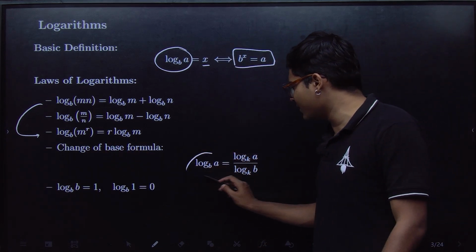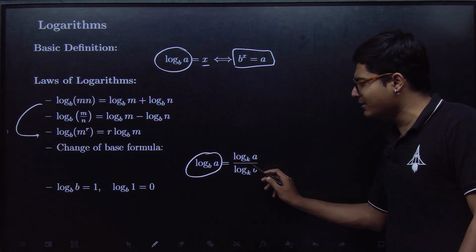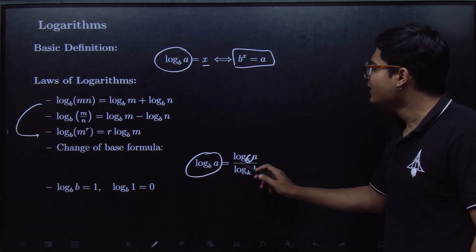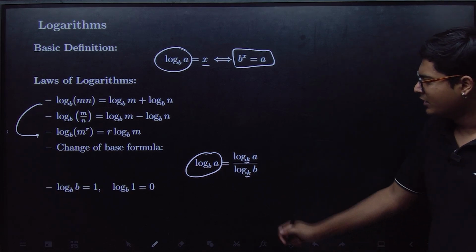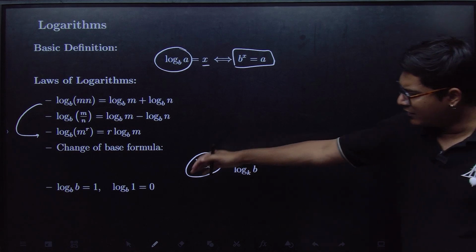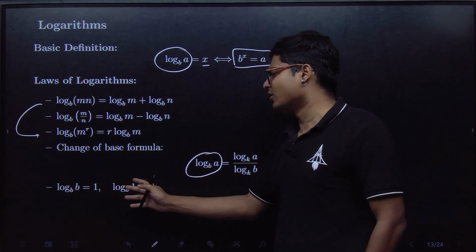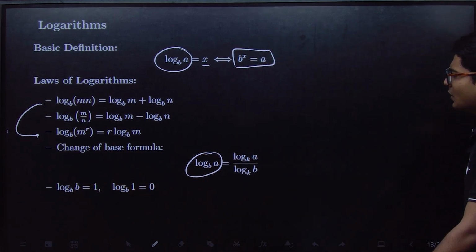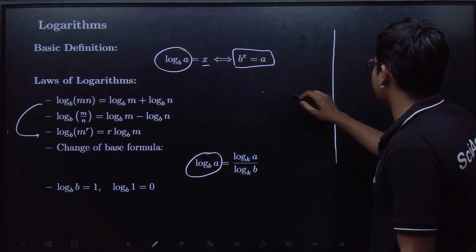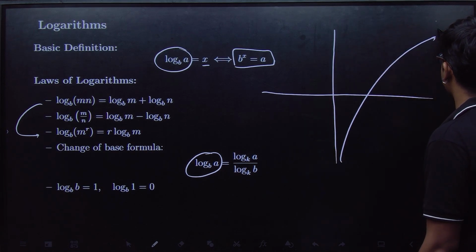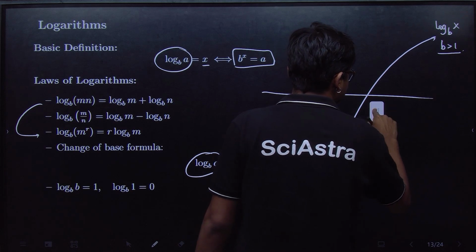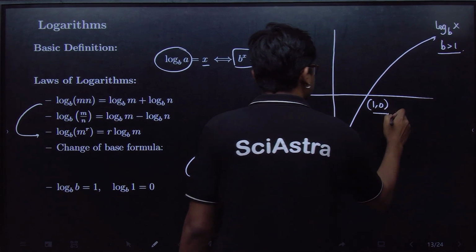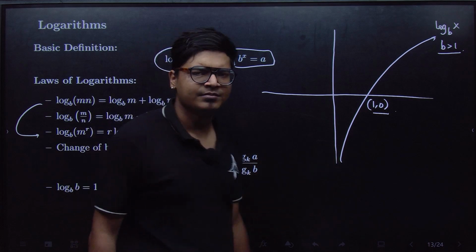Changing the base: if you have log a base b, you can write it as log a base any base k that you choose, divided by log b base k. Just remember that these two new bases have to be the same, okay? So this is the idea of base conversion. Standard values: log b base b is always 1, log 1 base b is always equal to 0. And what does the graph of log look like? If your base is greater than 1, your logarithmic graph looks something like this: log x base b where b is greater than 1. This point is nothing but (1, 0). Cool. So it's a strictly increasing function.